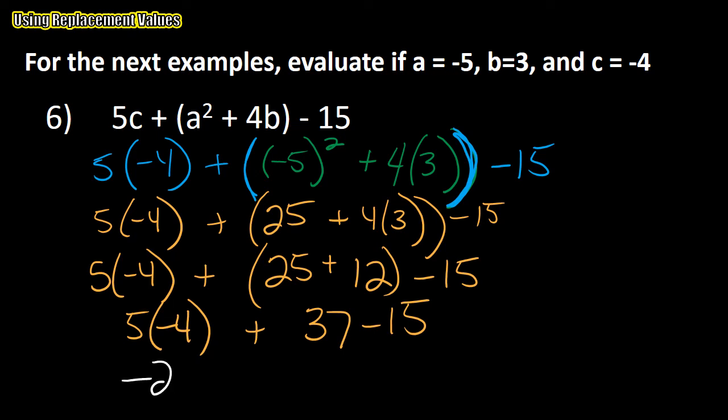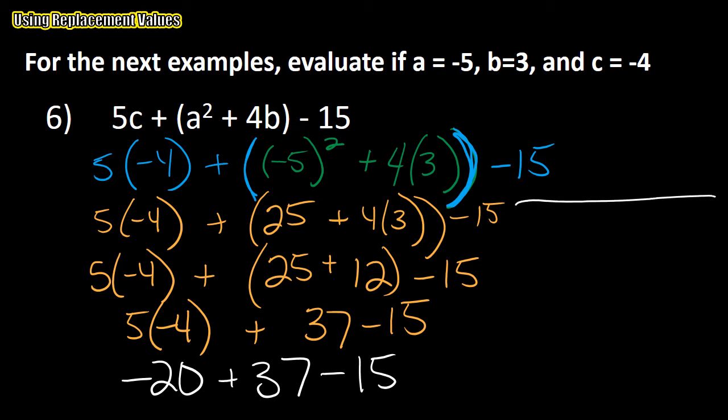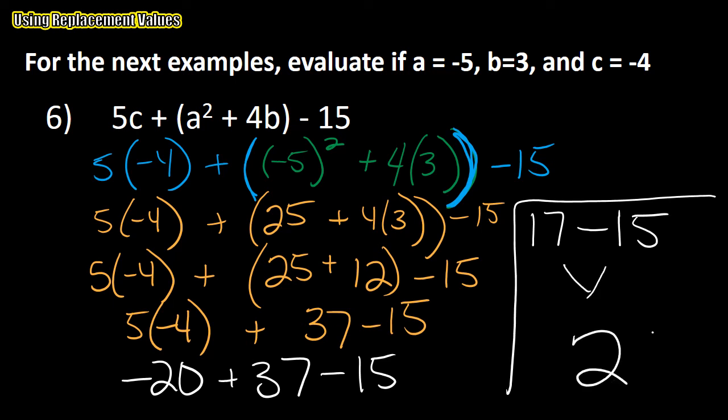So I have negative 20 plus 37 minus 15. I'm running out of room, so I'm going to go ahead and use this little side right here. So negative 20 plus 37 is going to give me 17 minus 15. And that's going to leave me with a grand total of 2. And so all of that work to just give me 2.